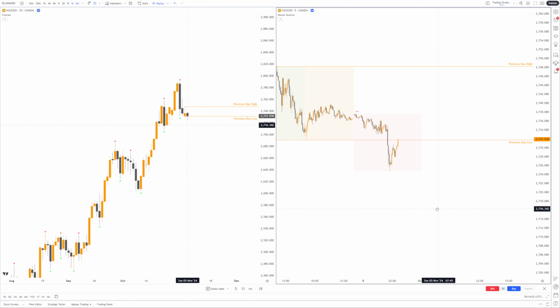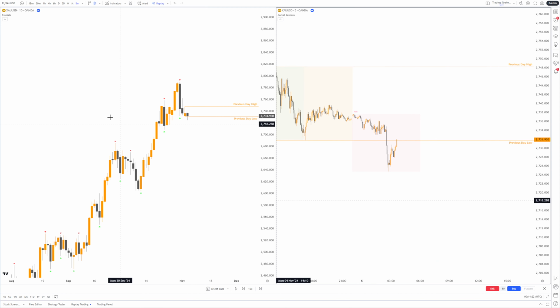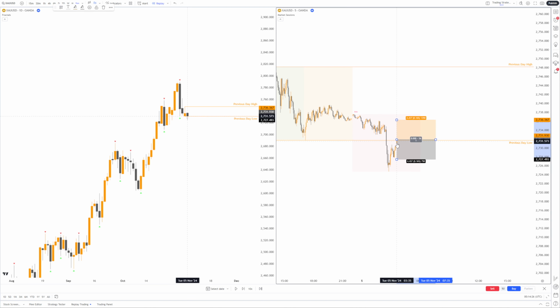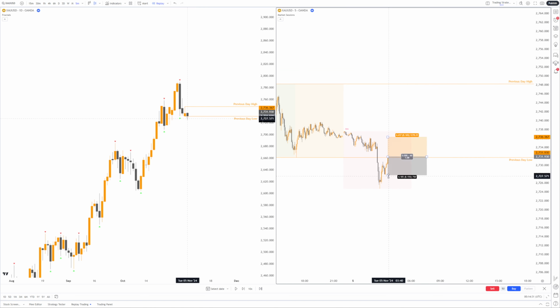Perfect. So we've got our reversal there, and we are going to be hitting a long position, and then we will place our stop loss below this structural low here, and then we're going to aim for a 3-to-1 reward to risk. This is what it looks like.